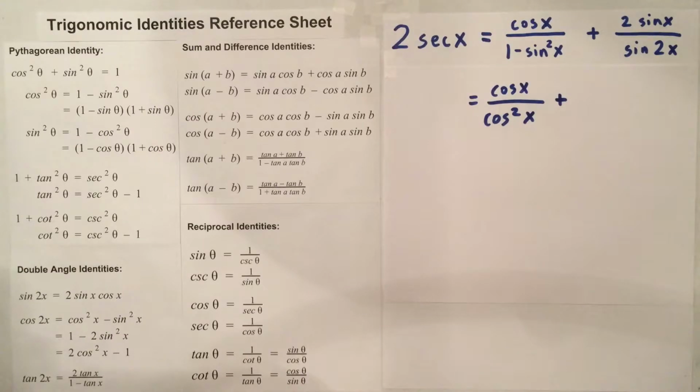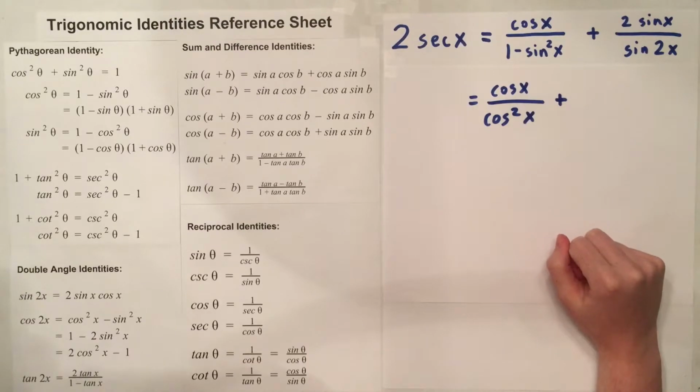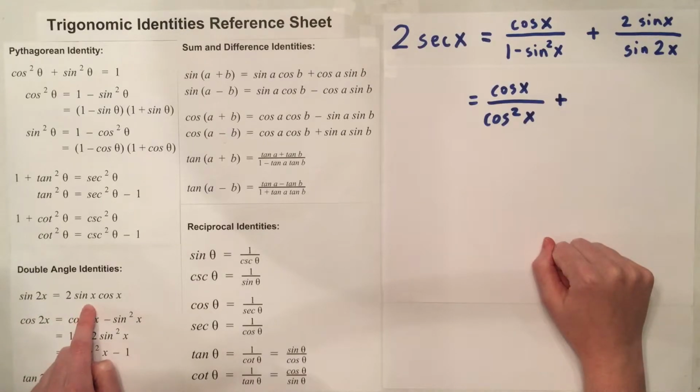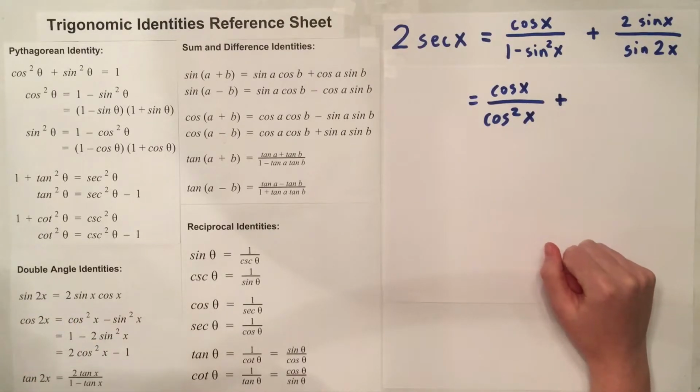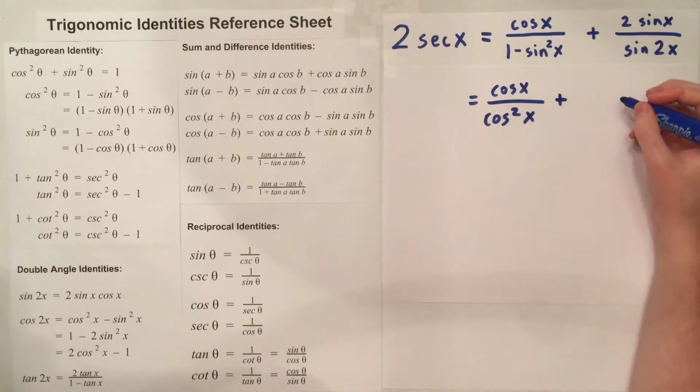Now, I'm going to see if there's any changing to like terms that can be done in the 2 sine x over sine 2x part. I see in my trig identities that sine 2x is equal to 2 sine x cosine x. So, I'll change the denominator to 2 sine x cosine x.